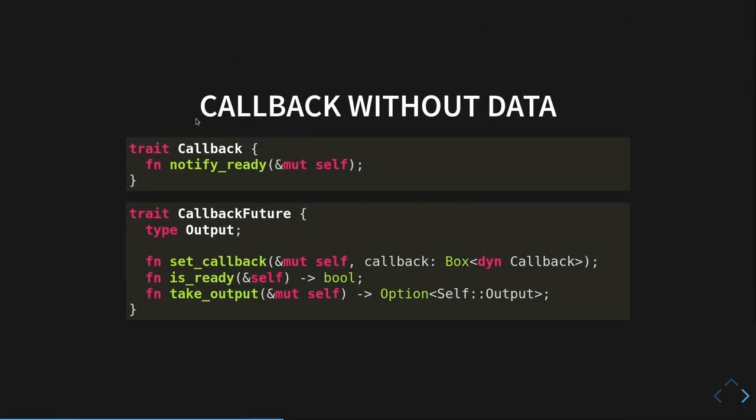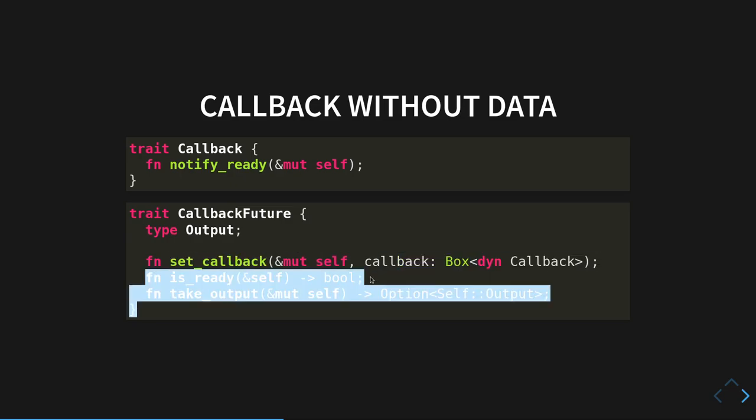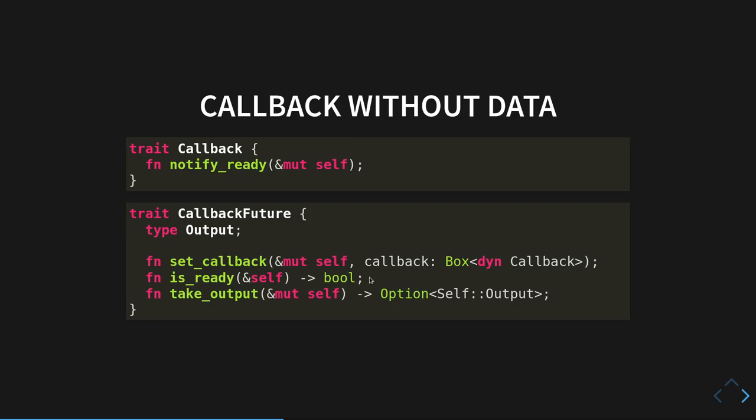One way to simplify this is to still store a callback, but without passing the data to the callback itself. So you would have something like a trait callback that has one method, notify ready, which gets called once the operation has completed. And then your callback future trait would be something like: you can set a callback. You can check if the future is ready, just a Boolean check, true if it's ready and false if not. And you can take out the output.